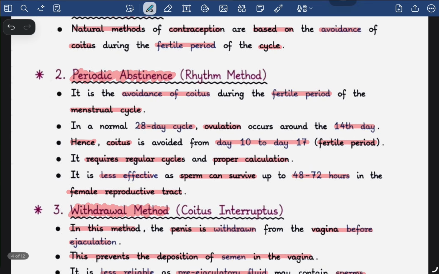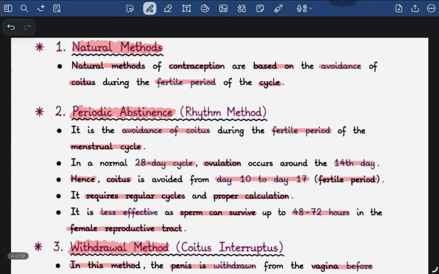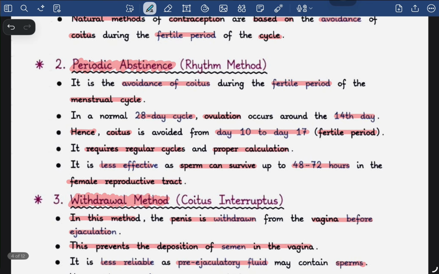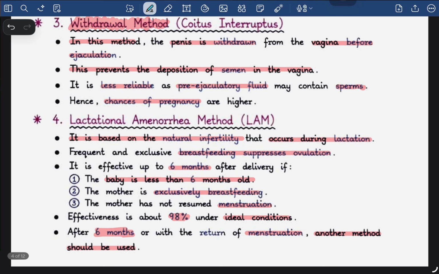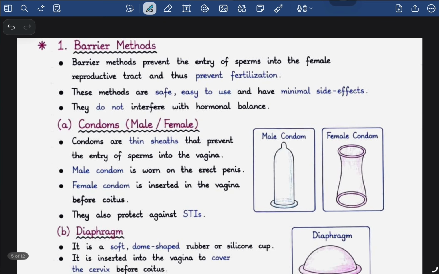So this was about the natural methods. The first one was periodic abstinence or rhythm method, second one is withdrawal method, and the third one is LAM or lactational amenorrhea method. Now let us discuss the barrier methods. That was the natural method. This is the barrier method.